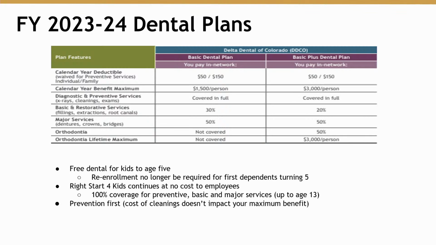This program provides that for any of your kids covered under dental under the age of 13, there's 100% coverage not only for preventative, but also for basic and major services. So if they have to have a filling, a root canal, something of that nature, with the exception of orthodontia, you will not pay anything, not even the copay or the deductible for those services. Also keep in mind that all of our plans are prevention first, which means the cost of your cleanings and your regular x-rays don't impact or reduce the maximum benefit you have for other services throughout the year.